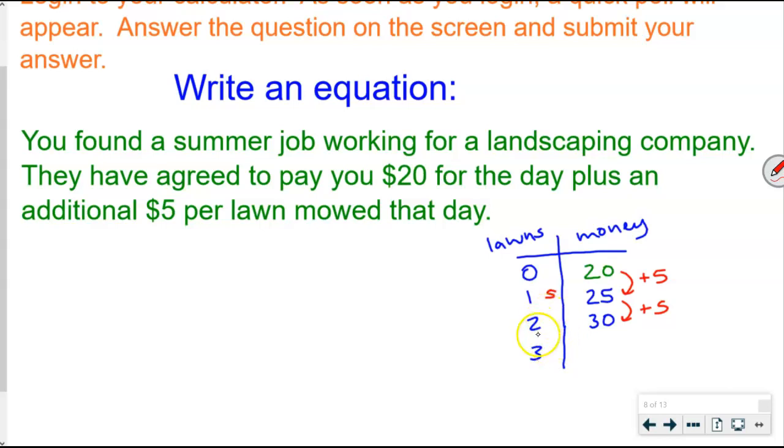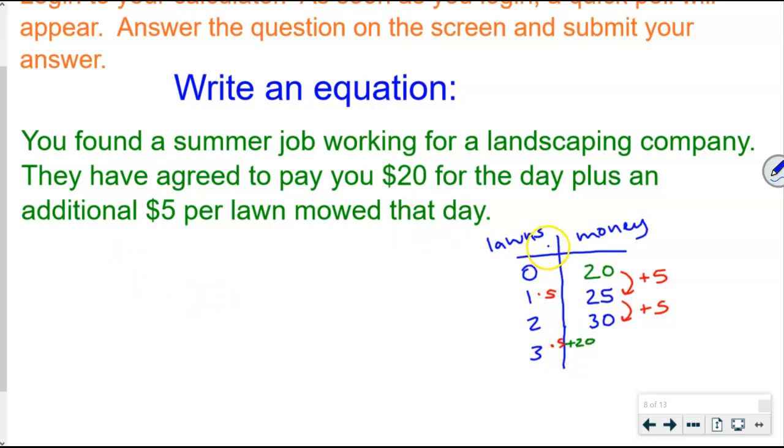Counting by 5s. Okay, so if I'm counting by 5s, that means I've counted by 5s 3 times here. Or in other words, 3 times 5. But that's just 15. What else am I making? The extra 20. And that gives us a clue as to what our equation is going to be.